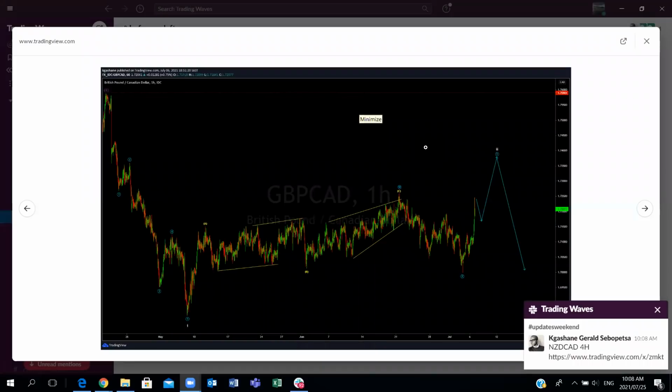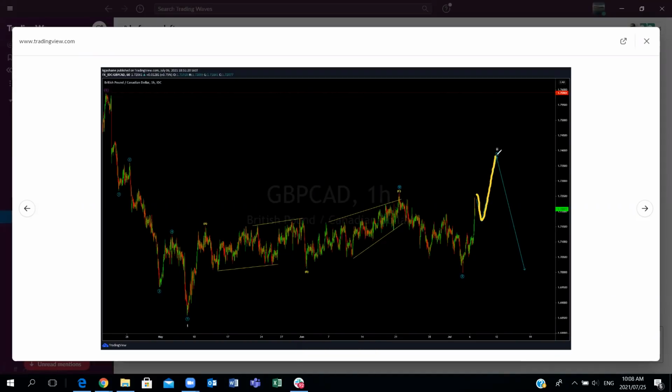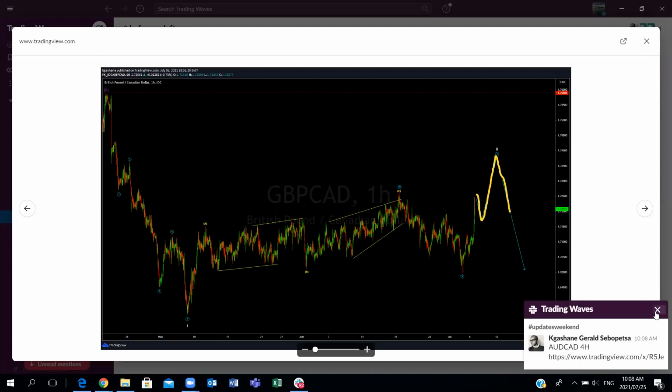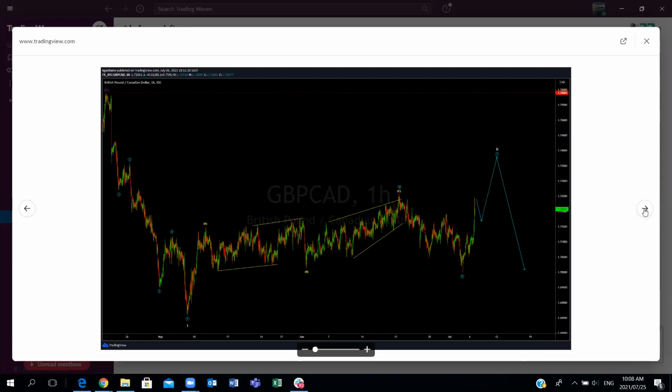Okay, so this is what we are looking for in pound CAD. So just look at how amazing this was. We looked for this correction, we looked for this to push to the upside, and now we are here. All these moves that I've just drafted here in yellow have already played out. Now let's see how that has played out.